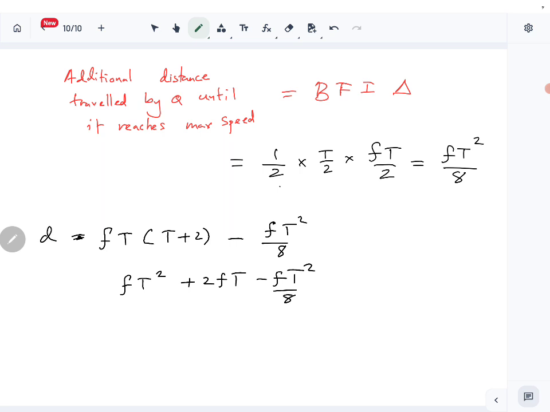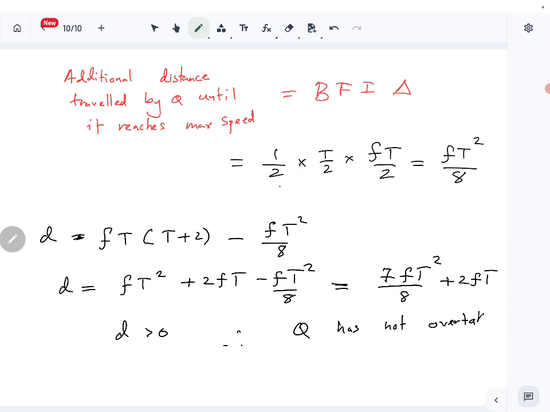So let's say D is the distance between the two cars. We need to show this is positive. 7Ft squared over 8 plus 2Ft. Right, this is positive. Time is positive. Acceleration is positive. So then we can say distance is positive. Therefore, Q has not overtaken P. So part 2 is done. Now last part.